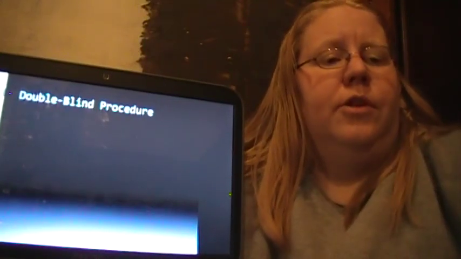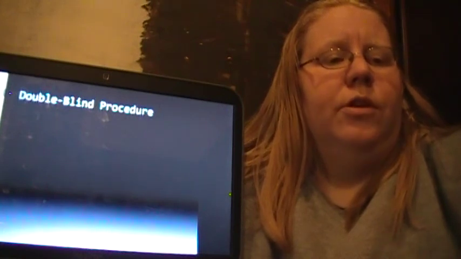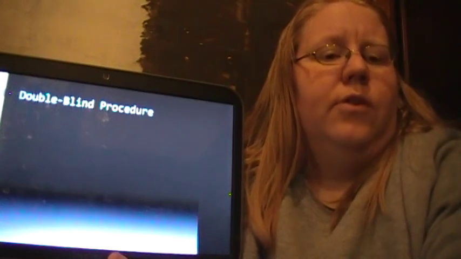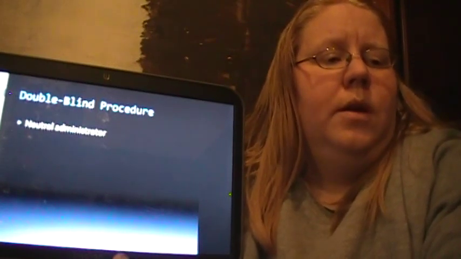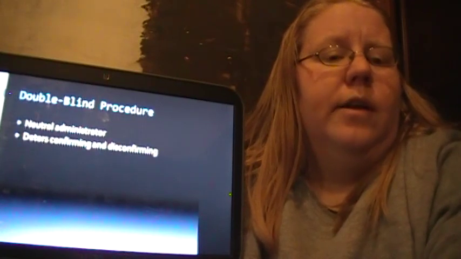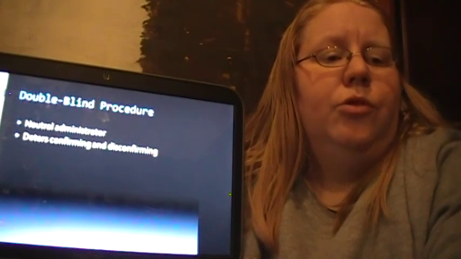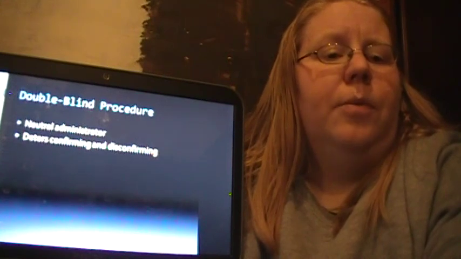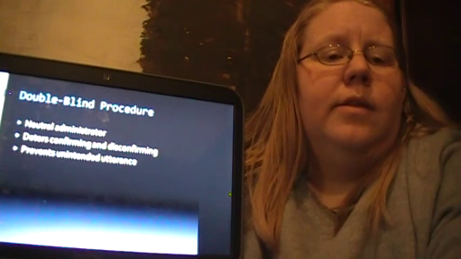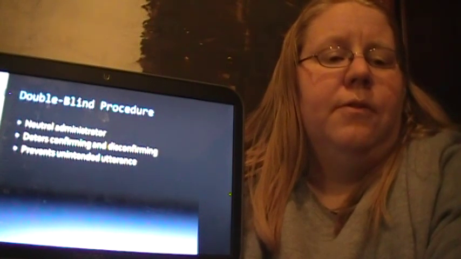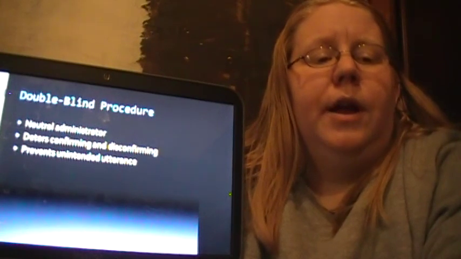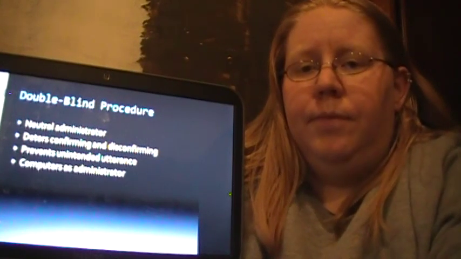The double-blind procedure is when a lineup is administered by an investigator that has no knowledge of who the suspect is. In using a blind administrator, it helps to prevent any intended or unintended utterance of whom to choose. It also helps prevent confirming or disconfirming feedback. As studies have shown, when a witness receives confirming feedback, they tend to exaggerate the attention paid to the offender and report to be more confident.